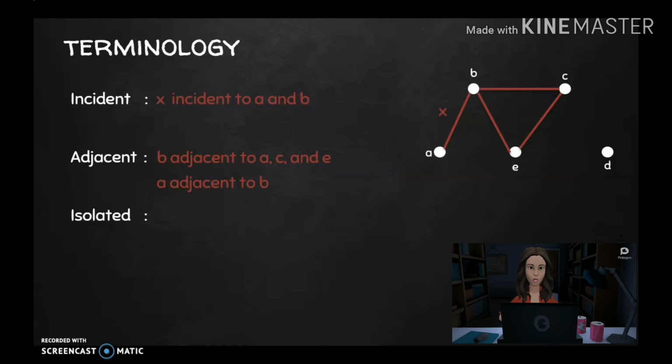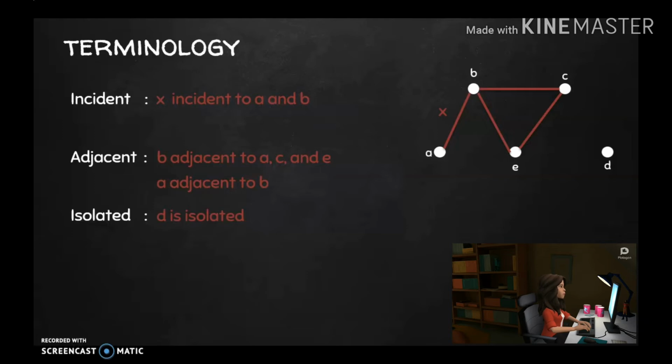Okay, what about isolate? Well, D is isolate. An isolate vertex is any vertex without any edges coming in or out of it. That's why we say it's isolate, because it's just on its own. So this terminology is very important for understanding some concepts that we are going to talk about.